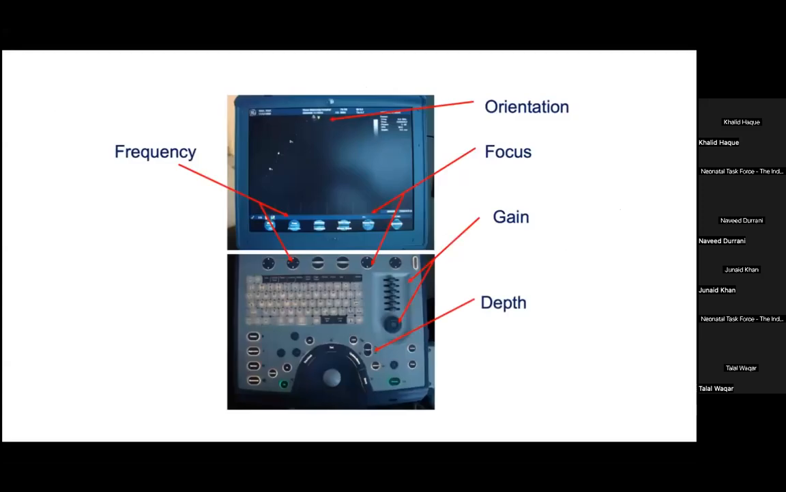So this is just a basic view of the ultrasound machine. If you can see here, there are different buttons as well. The most important is the gain to adjust on these buttons, and also the focus and the depth. I think I lost my, okay.